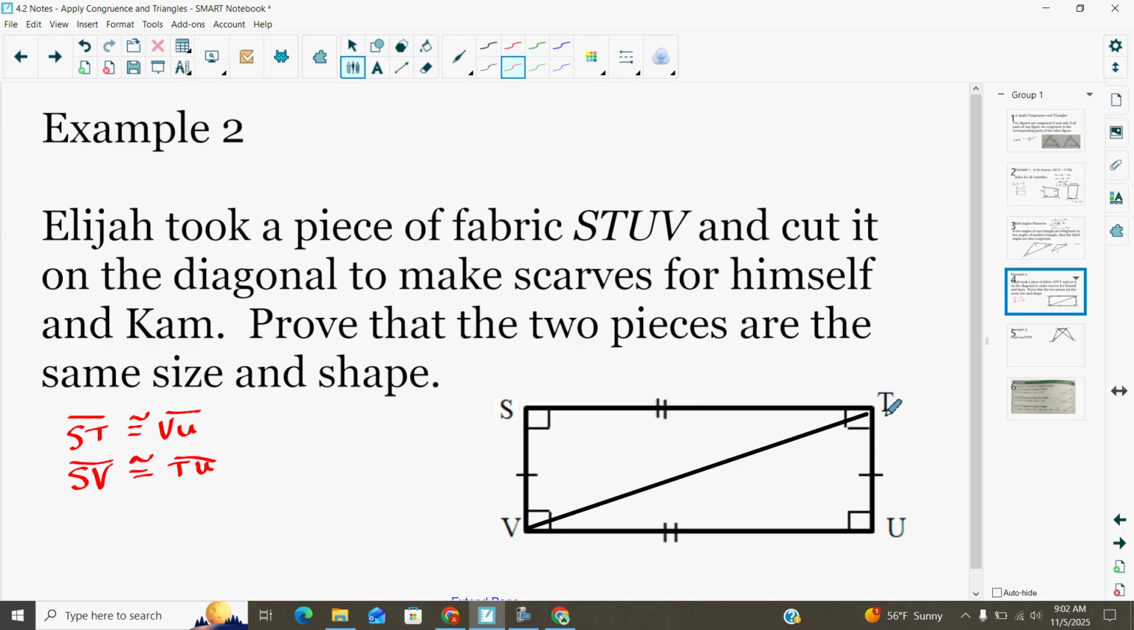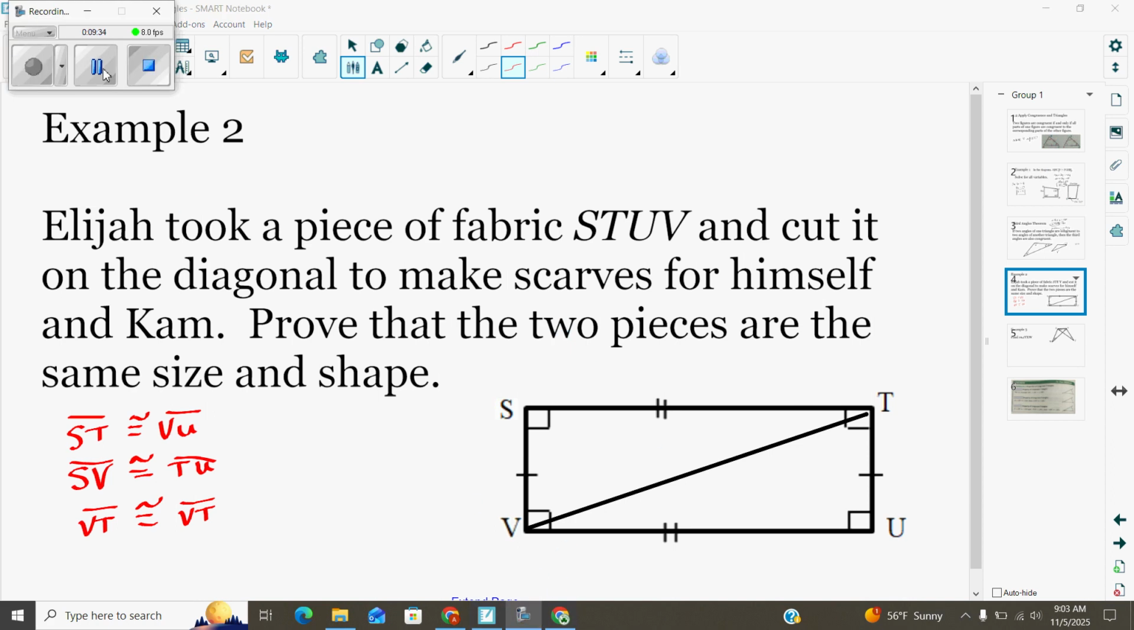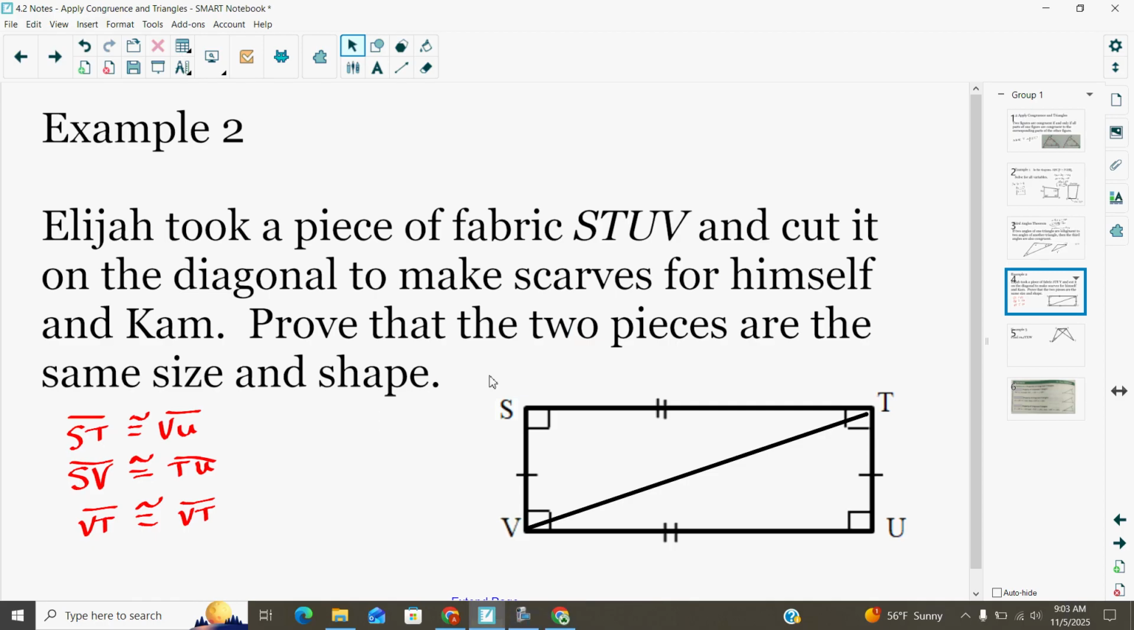We also know that VT and VT, that matches up with itself, right? It's on both triangles. VT is congruent to VT. What property is that? That's the reflexive property of congruence, right? When something is congruent to itself. Hopefully that makes sense. We also know that angle S and angle U are congruent.